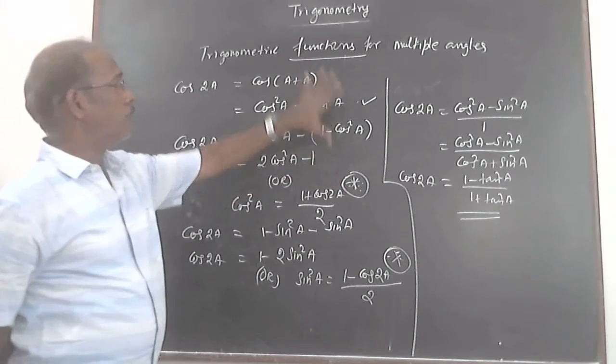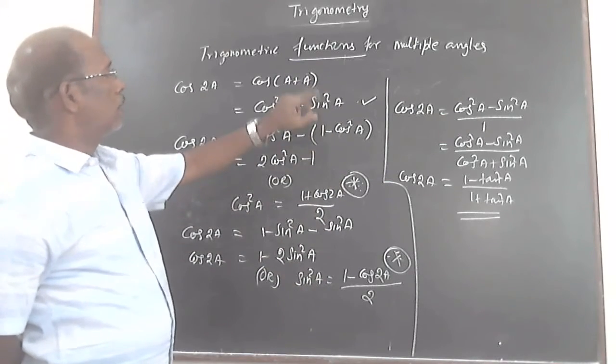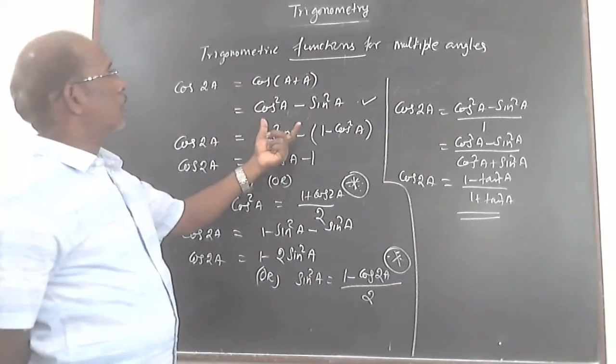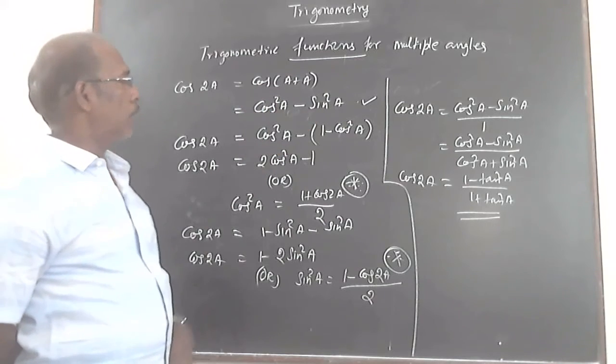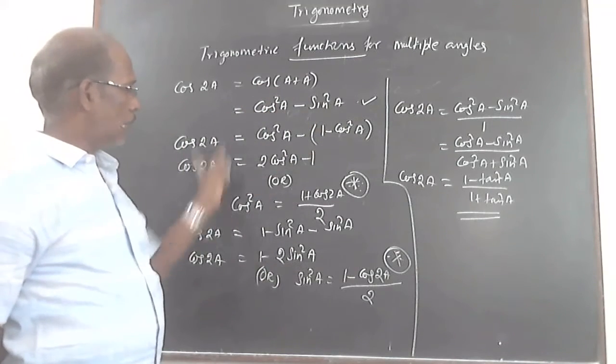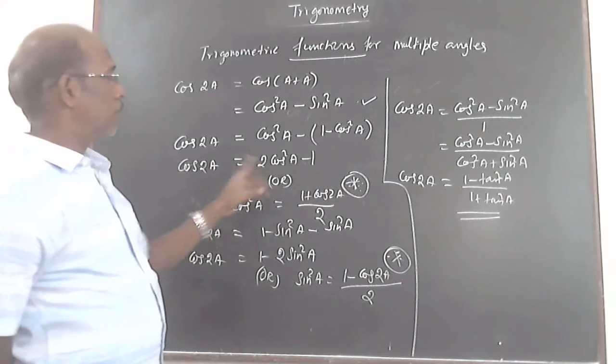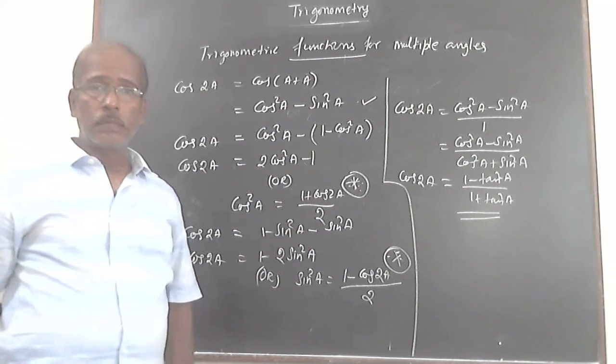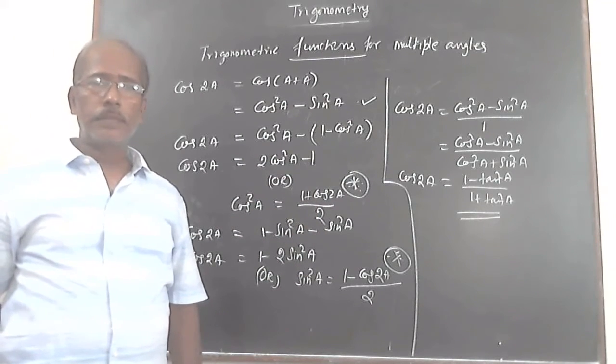Okay, this is for the multiple angle, and the same thing can be written in terms of a submultiple angle also. First, go through and copy all the important identities. Then we will move further.